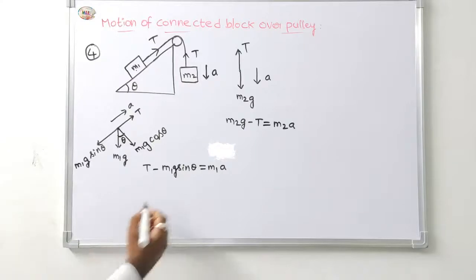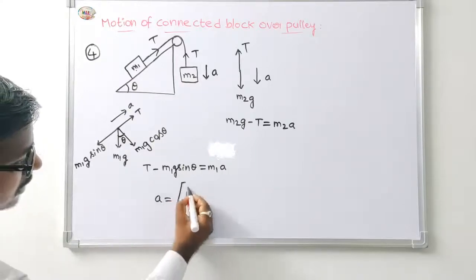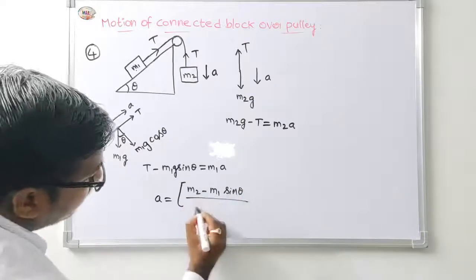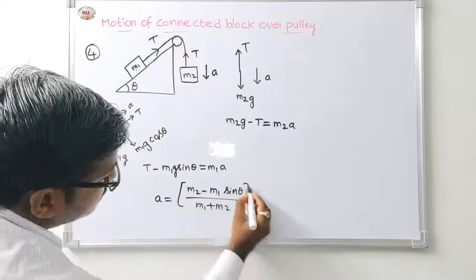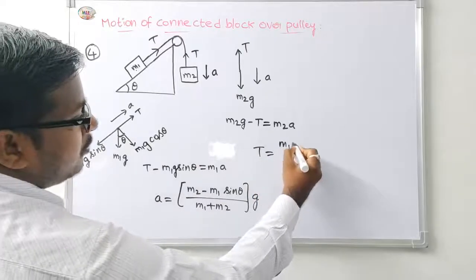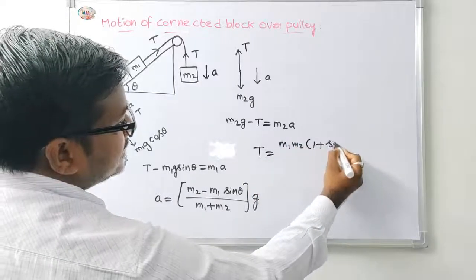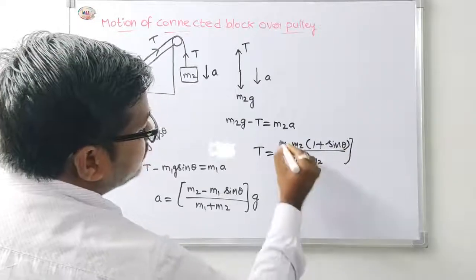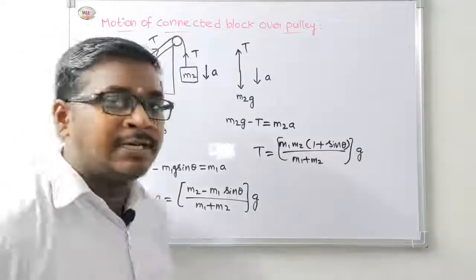A is equal to (M2 minus M1 sin theta) by (M1 plus M2) into G. Then the tensional force T is equal to M1 M2 into (1 plus sin theta) by (M1 plus M2) into G.